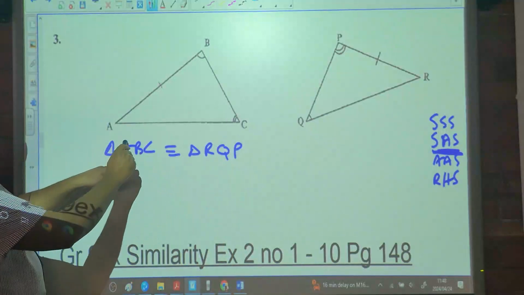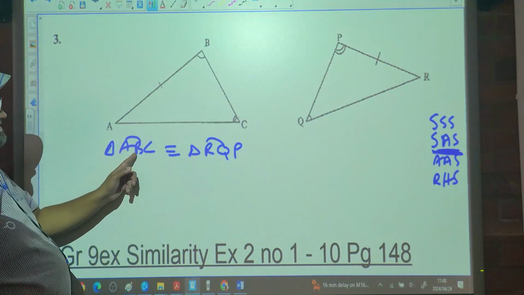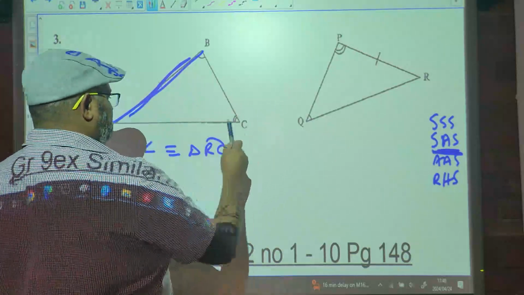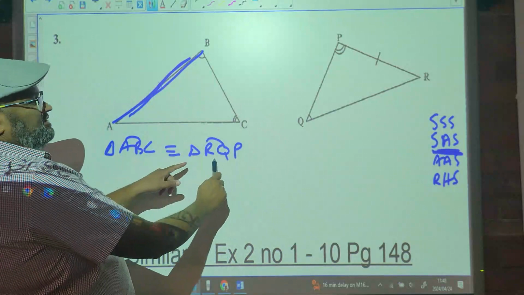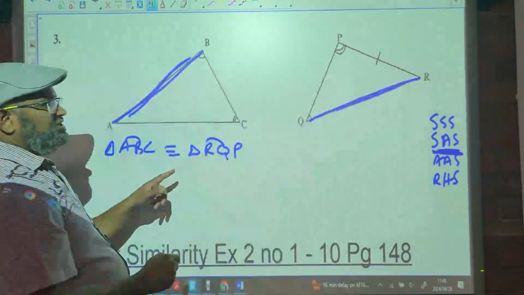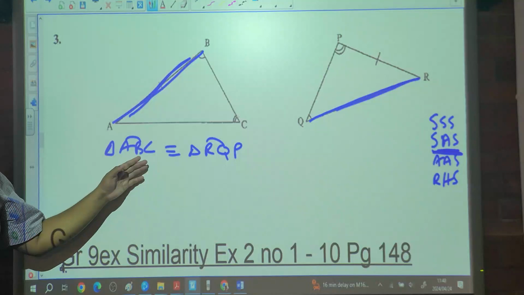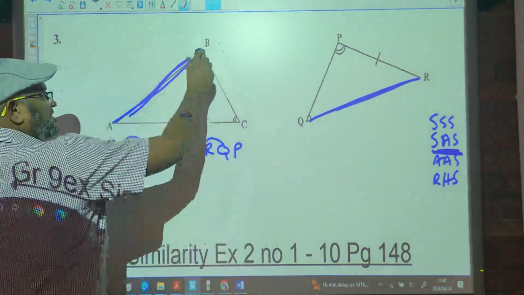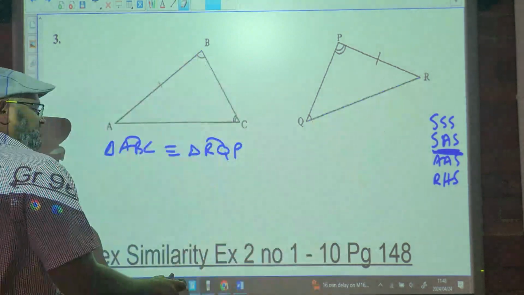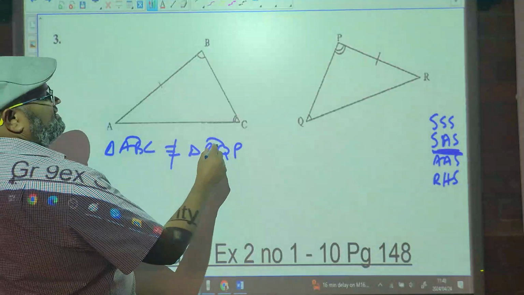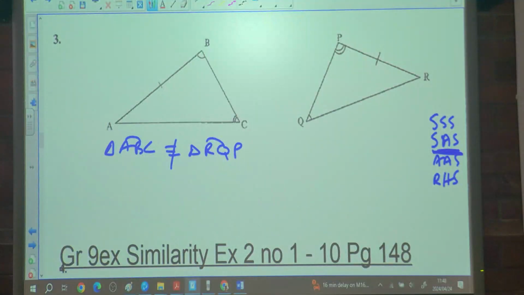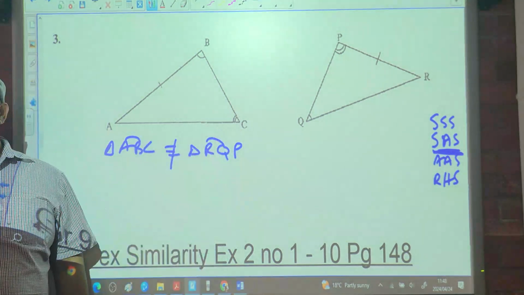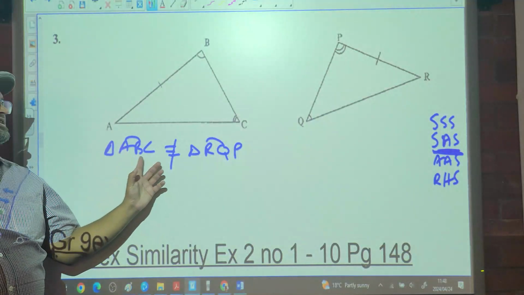If that is the case, people, then AB is equal to PR. So AB is equal to PR. Oh, so it's RQ. Can you see it's not equal? You see that, people? So furthermore, it's proven that it's not congruent. So, in turn, we just say that triangle ABC is not congruent to triangle RQP. Is the order then important if it's not congruent? No. It's only important when it is congruent.